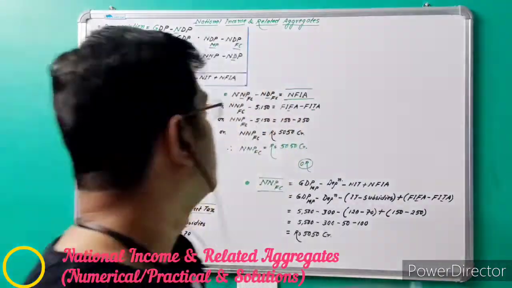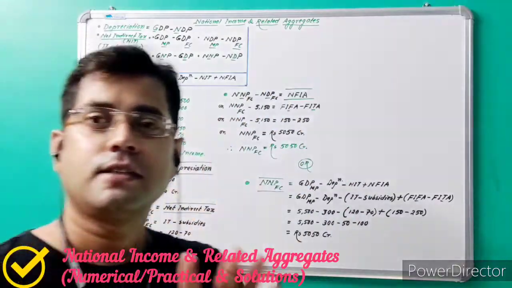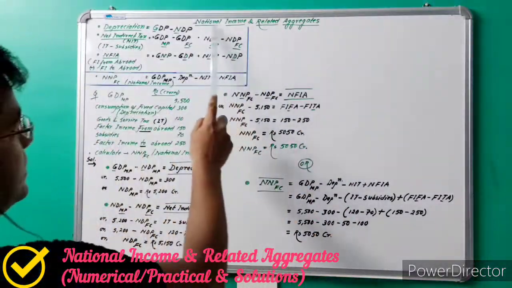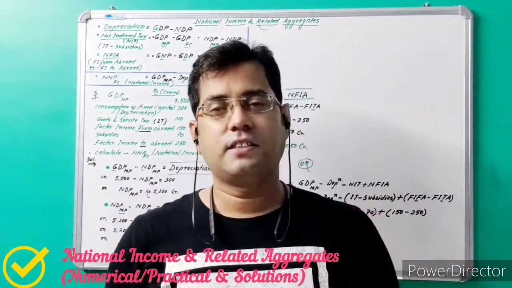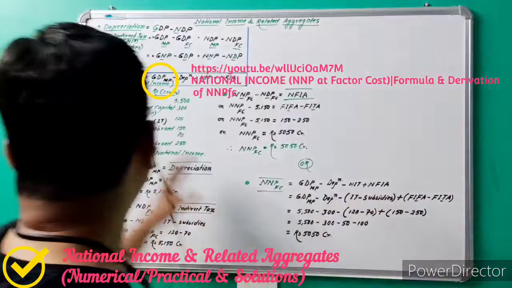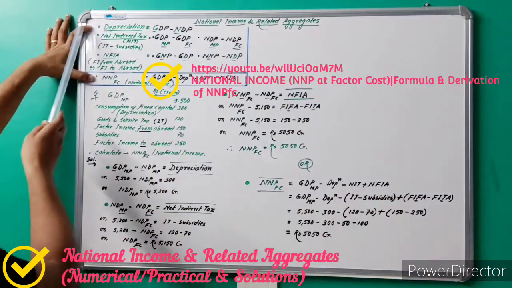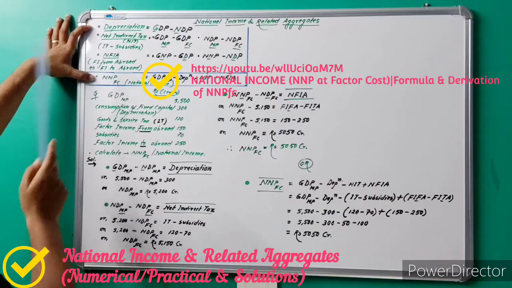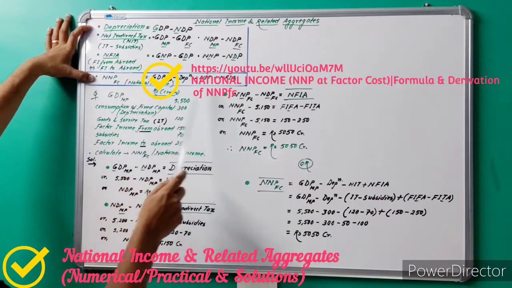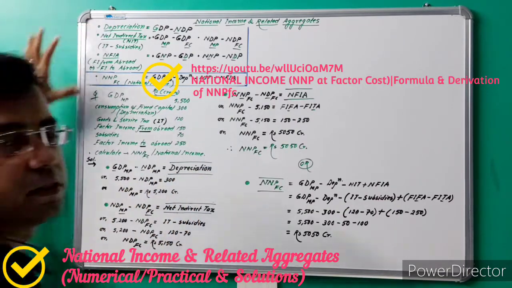Today I will cover a few problems and solutions, that is the mathematical parts of national income and related aggregates. Friends, in my last video, I covered these formulas: depreciation, net indirect tax, NFIA, that is net factor income from abroad, and the derivation of this particular formula of NNPFC.